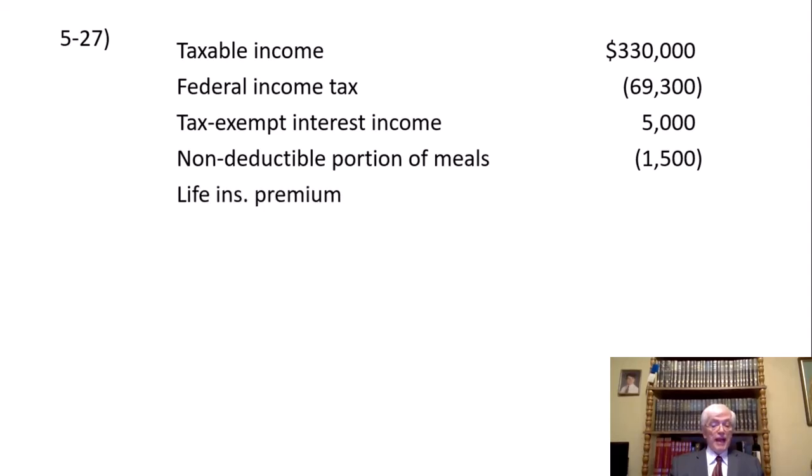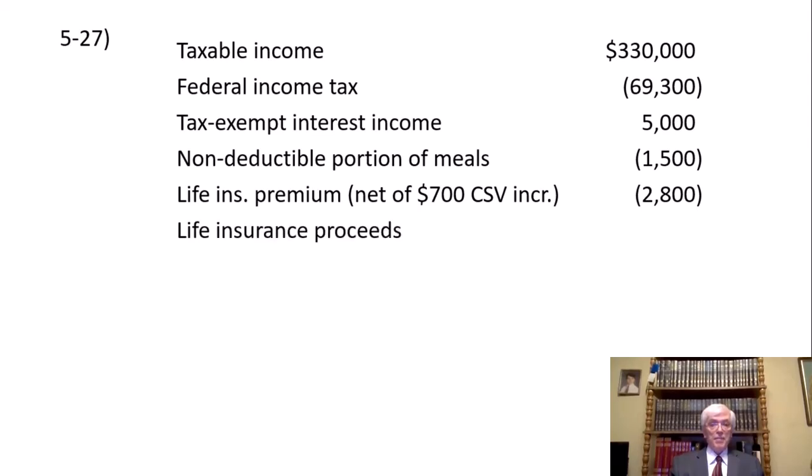Life insurance premium paid. The life insurance premium was $3,500, but there was also an increase in the cash surrender value. So that's effectively an increase in an asset, although it's not an asset recorded on the tax balance sheet. The net amount of the life insurance premium, that is the amount paid less that increase in cash surrender value, that is $2,800, and that is subtracted here, even though we couldn't deduct it for taxable income.